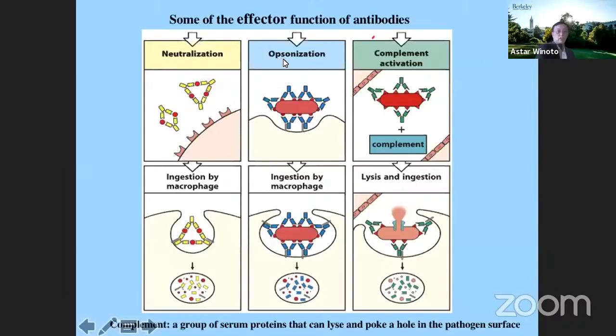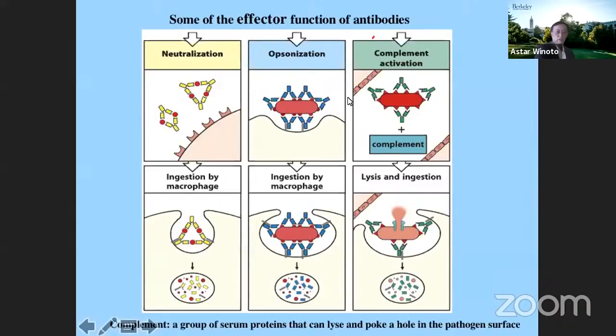Another function is called opsonization, where the antibody will coat, let's say, a parasite or bacteria, and this coating allows macrophages to engulf the whole thing and again destroy it. The last function is complement lysis. Antibody can activate the complement system, which is a group of proteins that will punch a hole in the parasite membrane and kill the parasite.